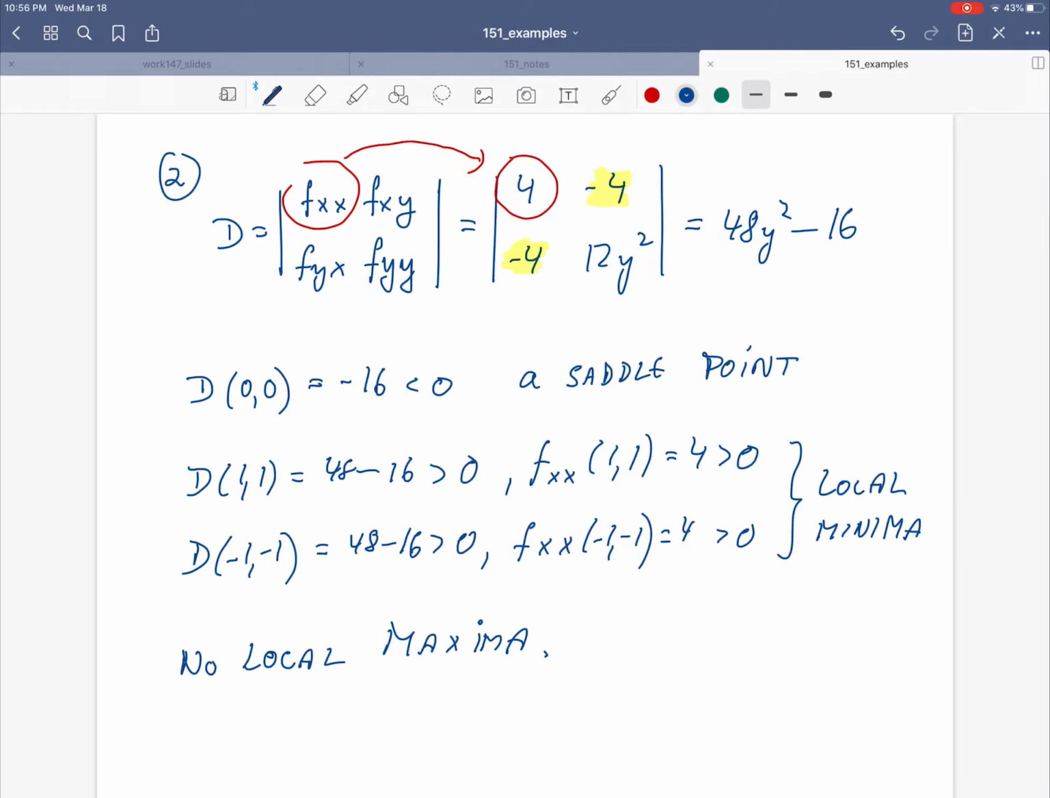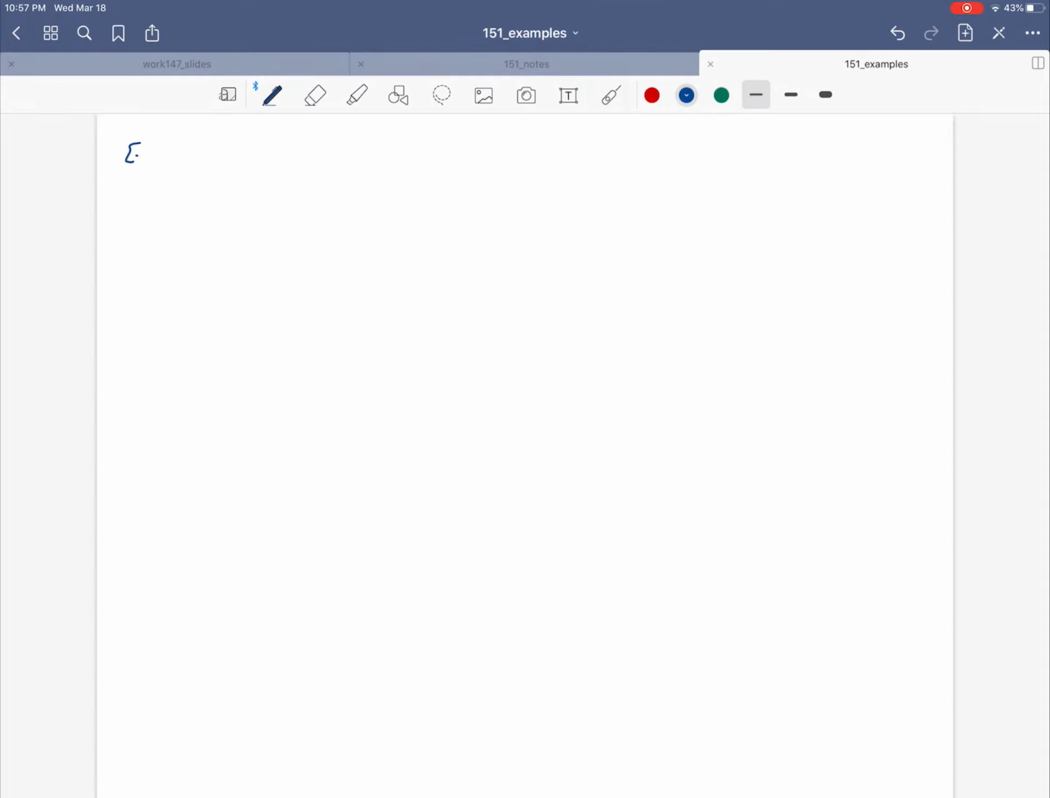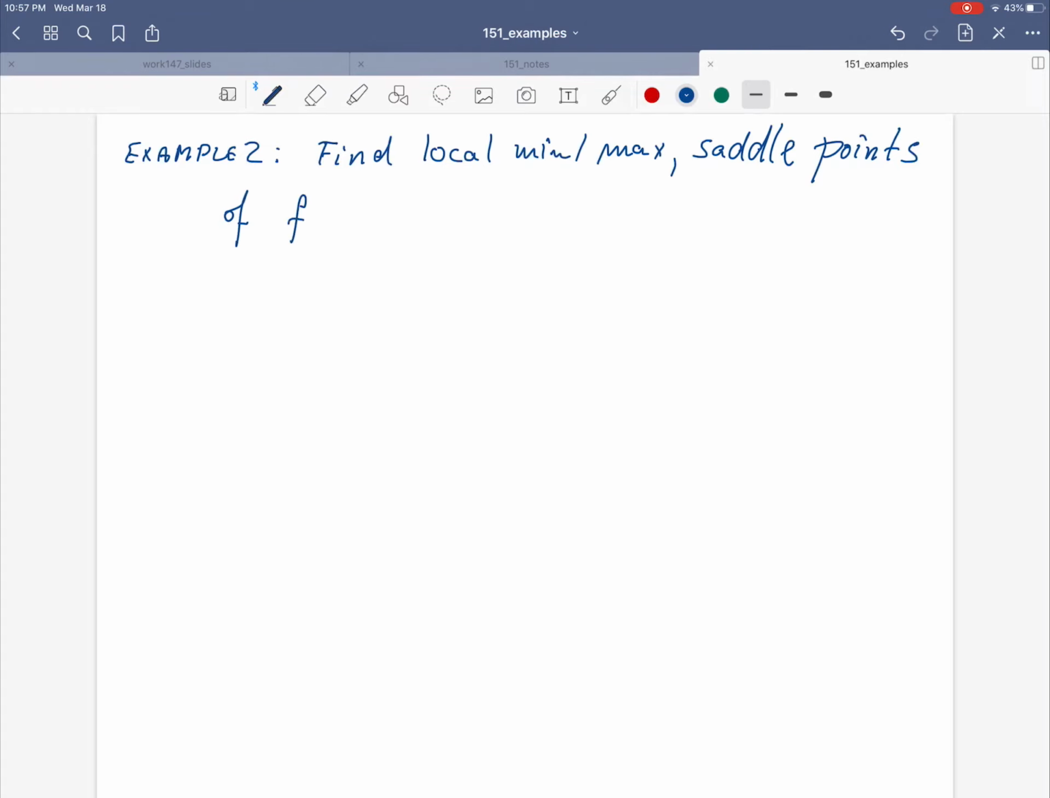Alright, so let us look at our next problem, example 2. Same formulation, find local minima, maxima, saddle points. That's quite typical for these problems. f(x,y) is (x plus y) times (xy plus 1). Alright, we know the procedure, so the first step is to find the critical points.